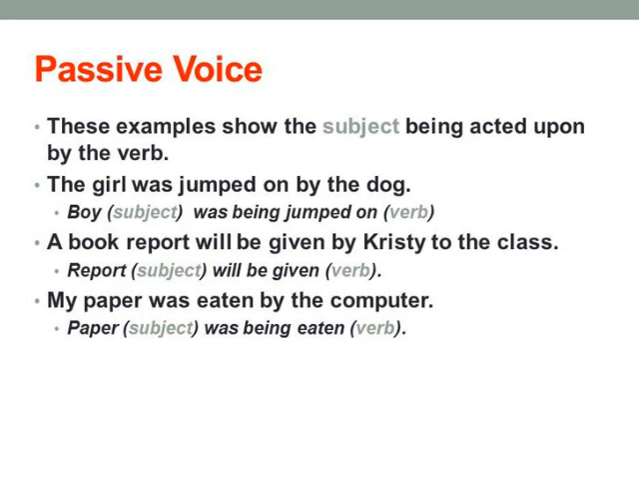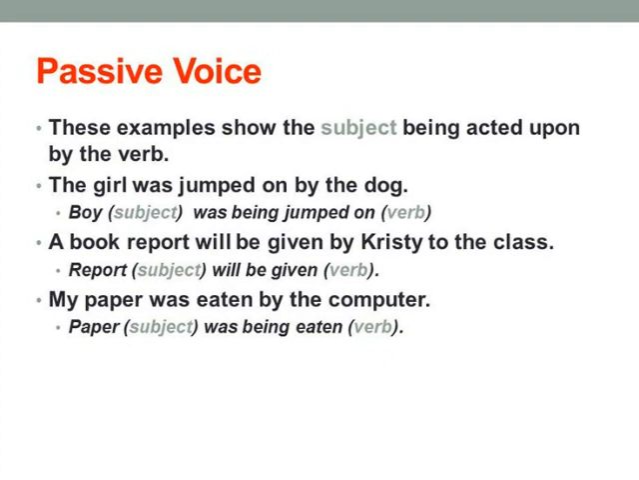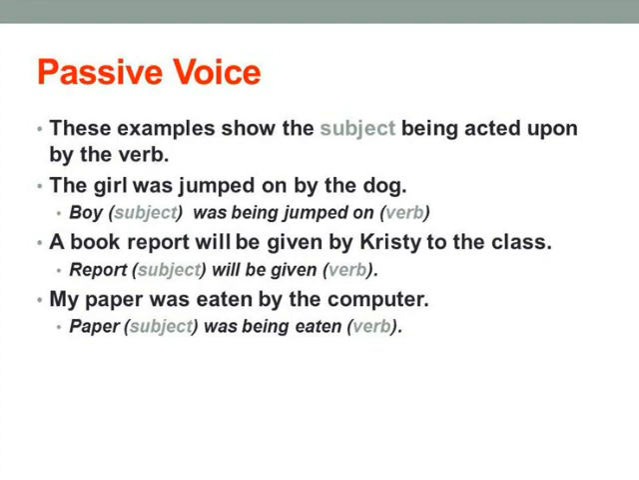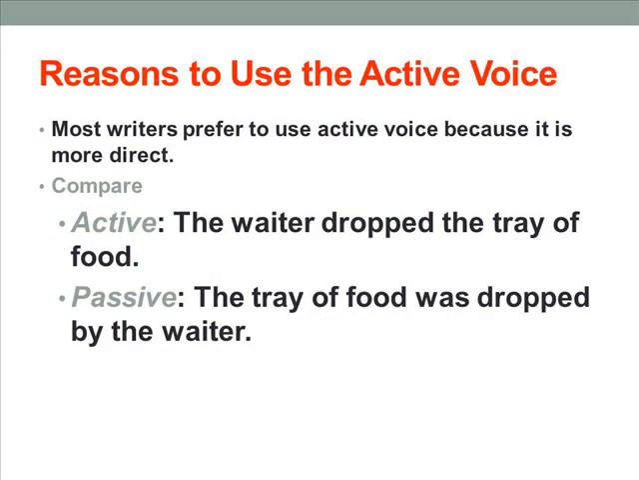You can hear these are a little bit wordier and a little bit more of a tongue twister, which is part of the reason why your teacher will tell you active voice is generally better, but we'll get to that in a moment. And now we move on to the reasons for using active voice.